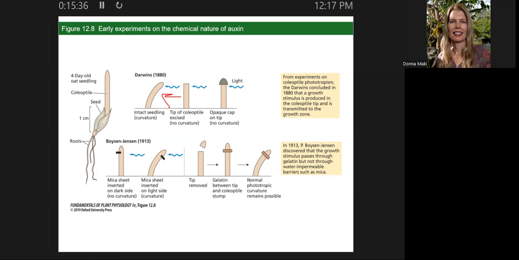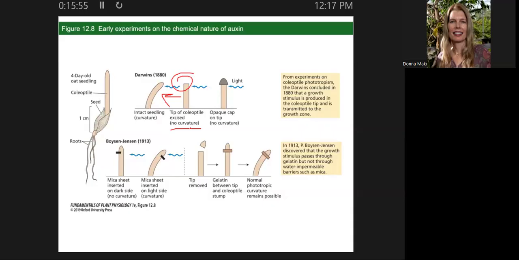Then they said, okay, what happens if we amputate the tip and do the same experiment? And so that middle picture there, no curvature. It did not respond to unidirectional light. So they're like, there's something in the tip probably that is somehow figuring out where the sun is coming from and helping the plant bend.